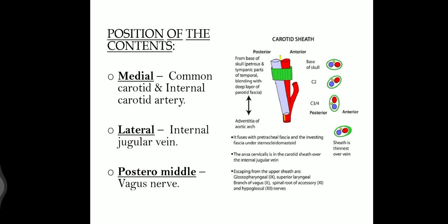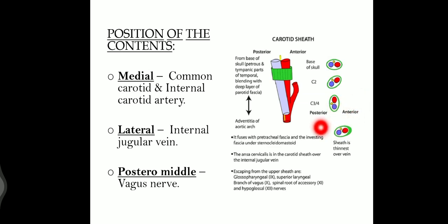Now, the position of the contents. What is the position of the carotid artery and the jugular vein? Let us see. In this diagram, this is the internal jugular vein, internal carotid artery and common carotid artery. These three diagrams are at various levels. The first one is at the base of the skull, this is at the level of C2, and this is at the level of C3.